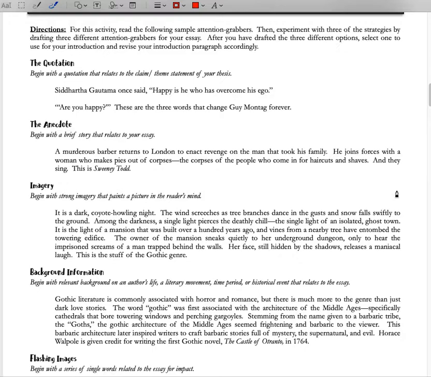So maybe a murderous barber returns to London to enact revenge on the man that took his family. He joins forces with a woman who makes pies out of corpses, the corpses of the people who come in for haircuts and shaves, and they sing, "This is Sweeney Todd."